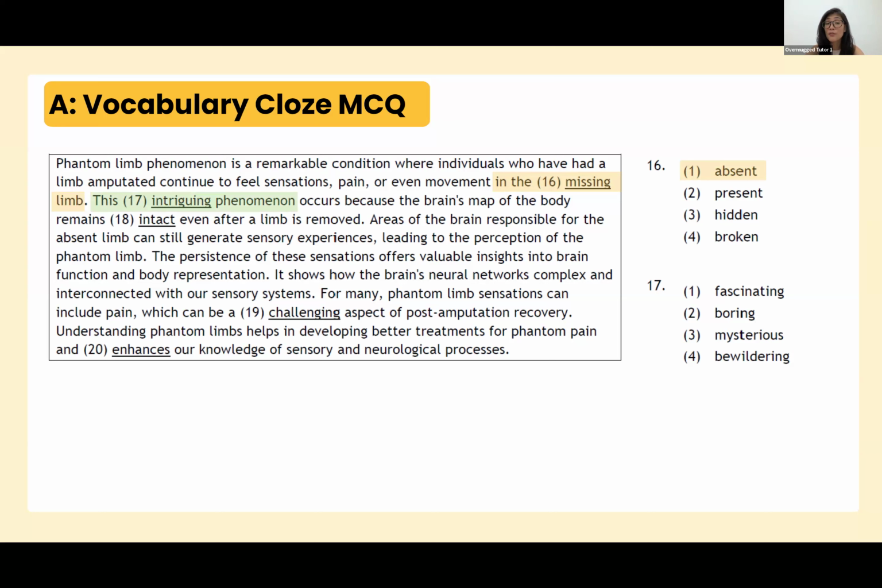An intriguing phenomenon. When something is intriguing, is it fascinating, boring, mysterious, or bewildering? Perhaps the one word that you're not sure of is bewildering, which refers to confusing. So in this case, the passage is actually taking interest in this phenomenon because it's fascinating. And that's the two answers for question 16 and 17.